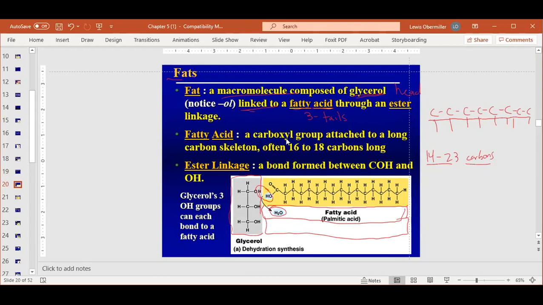Dehydration synthesis. Make sure you guys know that for the test. Anytime we build molecules, we're dehydrating them, and when we want to break them apart, we have to add water. That's hydrolysis. So fatty acids, like we said, they're carboxyl.